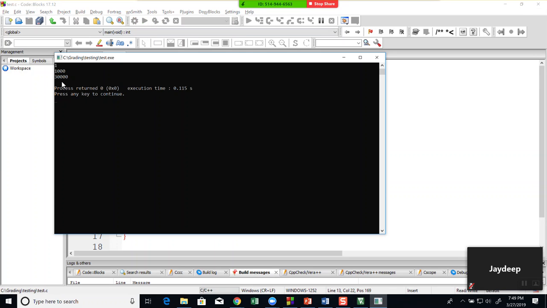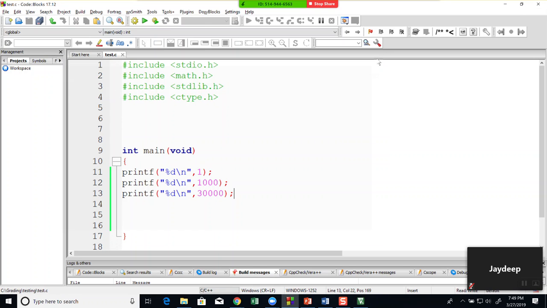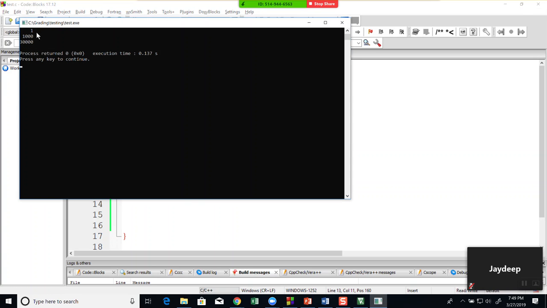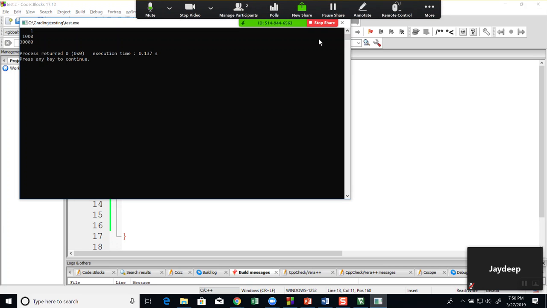Then it lines up that way. But if I come here and put my 1, 2, 3, 4, 5, see how it's right aligned? So by default, it's left aligned, and you do the %5, and it would be right aligned. So again, if you want it to look a certain way on a report or on the screen, that's how you can do it.